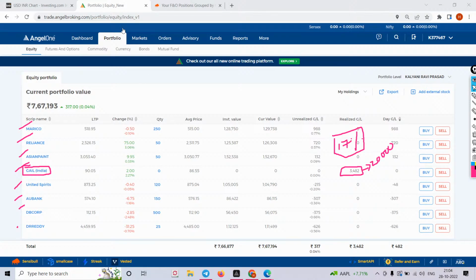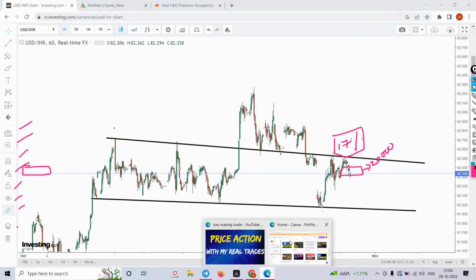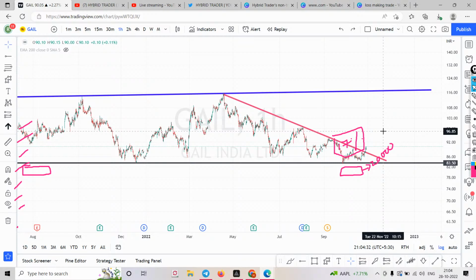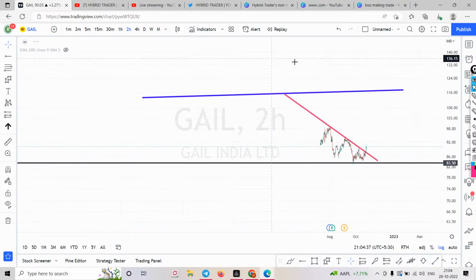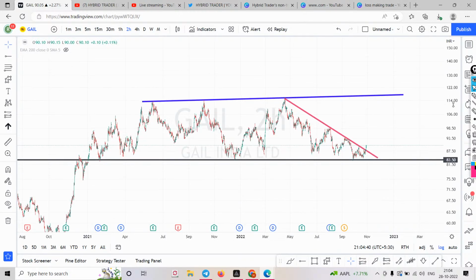Now, where is my TradingView? One second, friends. Okay, now this is the Gale chart analysis. Let me take it to us. I know many of you don't believe in my price action. What did I say? This price action helps me, seriously, like a friend basically.